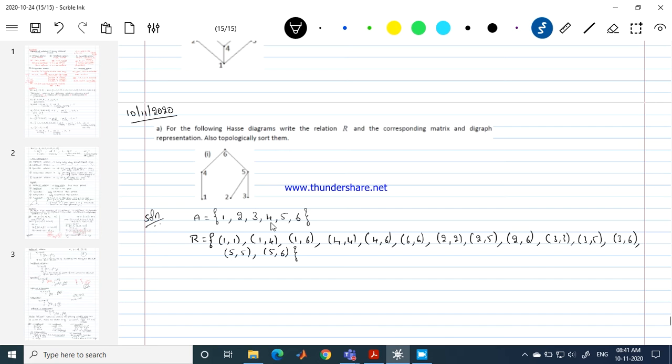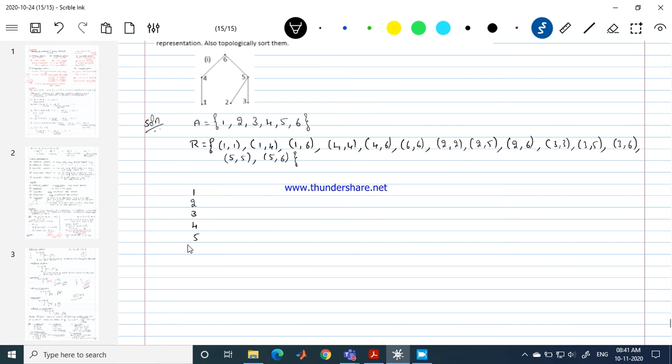So 1, 2, 3, 4, 5, 6. 6 elements are there here. So definitely it will be a 6 cross 6 matrix. 6 rows: 1, 2, 3, 4, 5, 6, and 6 columns. Now let me write the elements of the matrix. How do we represent the elements? By using 0 and 1. If an element is present in the relation, we represent it as 1. If an element is absent in the relation, we represent it as 0.